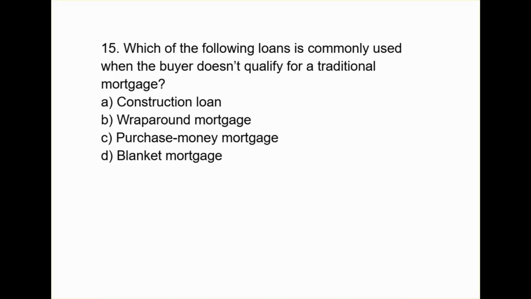Which of the following loans is commonly used when the buyer doesn't qualify for a traditional mortgage? A. Construction loan. B. Wraparound mortgage. C. Purchase money mortgage. D. Blanket mortgage.